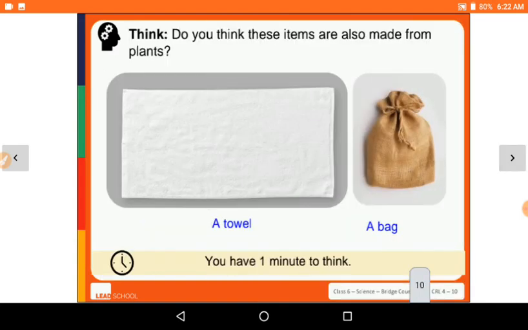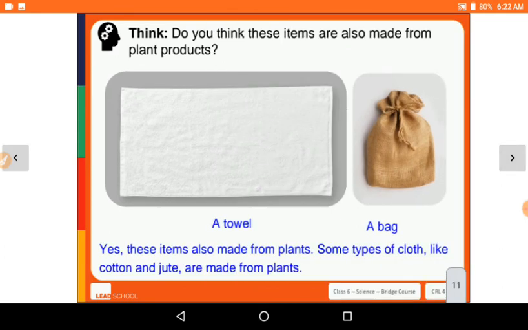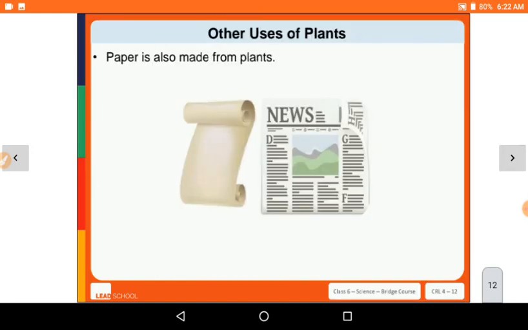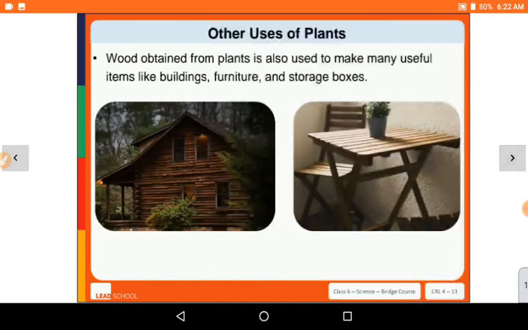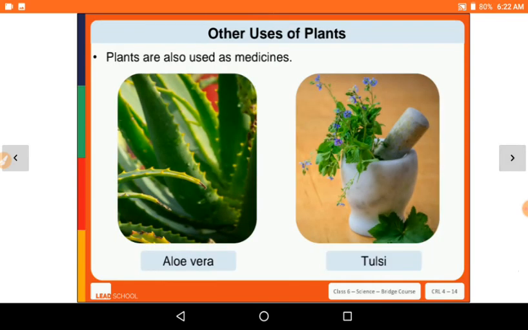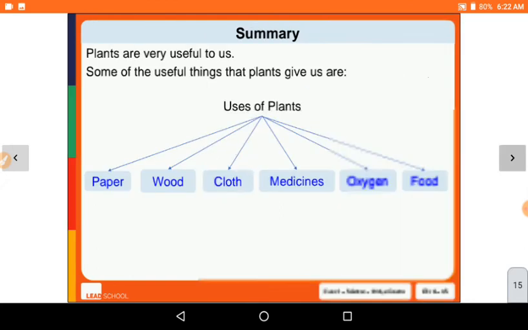Do you think these items are also made from plants? Yes, these items are also made from plants. Some types of cloth like cotton and jute are made from plants. Paper is also made from plants. Wood obtained from plants is also used to make some useful items like buildings, furniture, storage boxes. Plants are also used as medicine. Aloe vera and tulsi are used as medicine.